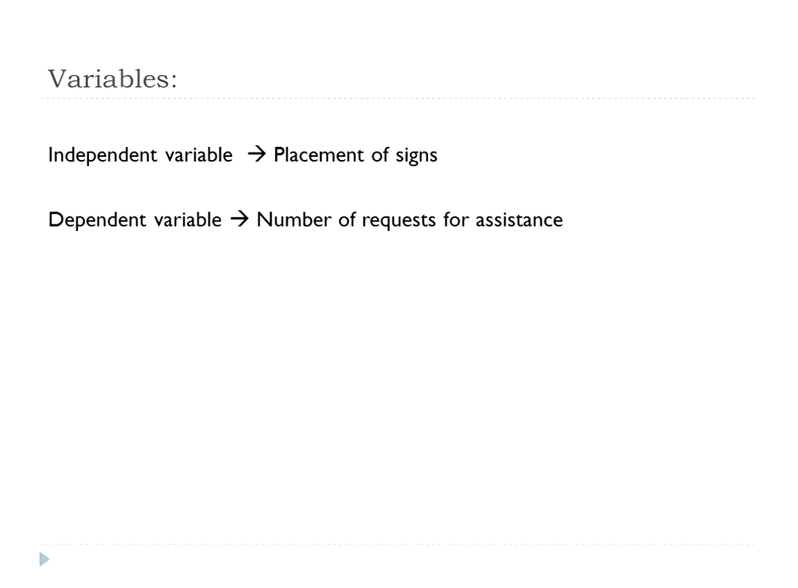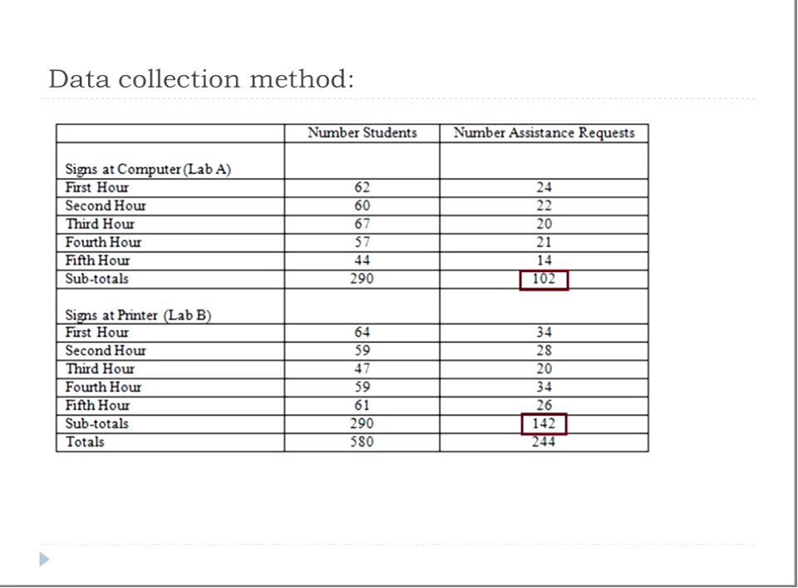The independent variable is the treatment, that's the placement of signs. The dependent variable measures whether or not there's a difference made by sign placement, by counting the number of requests for assistance. And here's what her data collection shows.